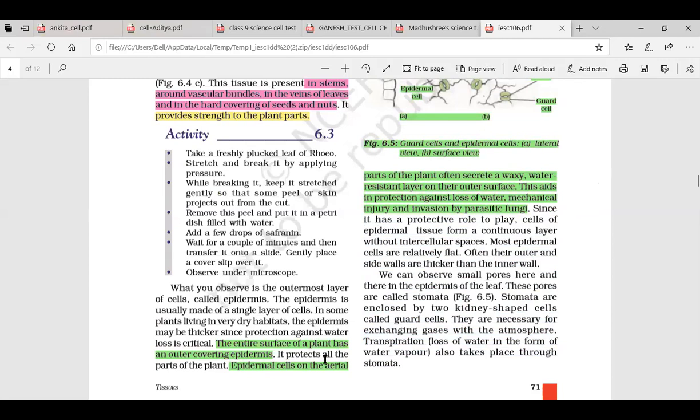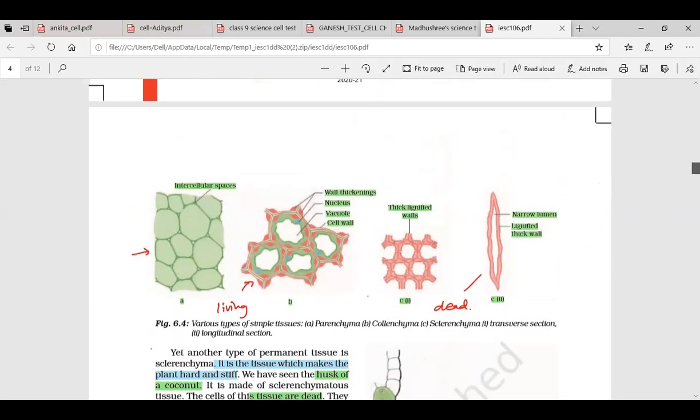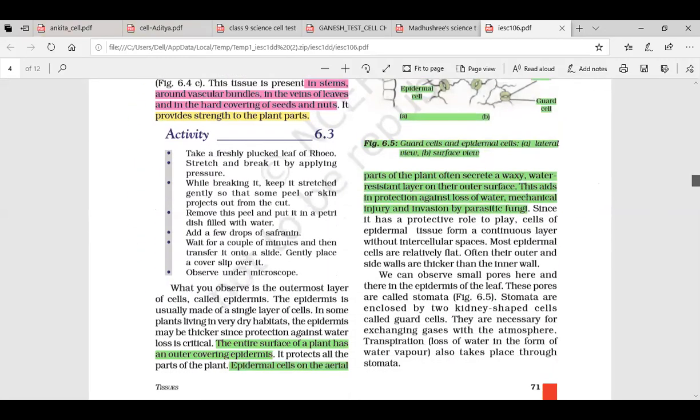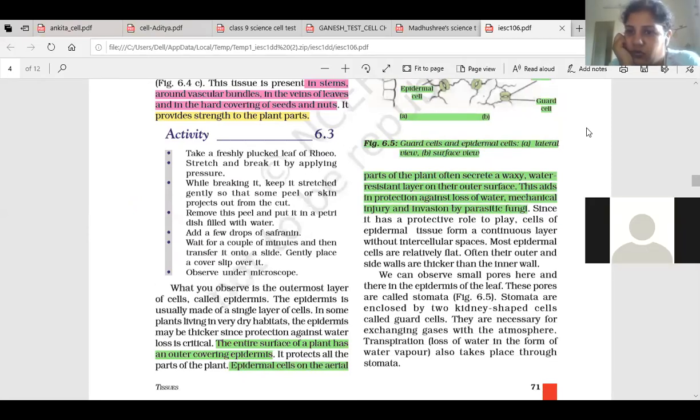So what is epidermis? The outer covering of a full plant part is called epidermis, right? So the total outer covering is just like our skin. The full outer covering, just like our body is protected by skin. The outer layer of our body is skin. Like that, the plant's outer covering is made up of epidermis.